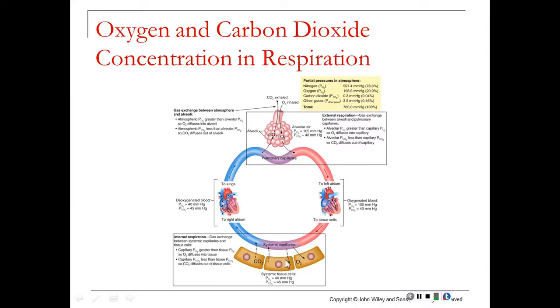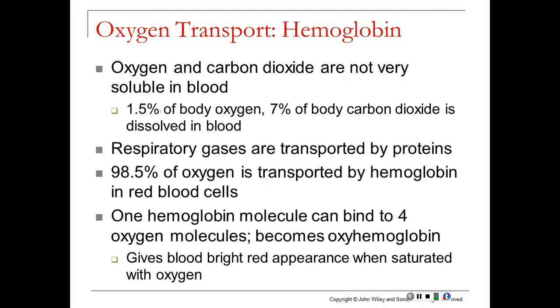So again, that oxygen is going to go out of the blood and into the interstitial fluid. Carbon dioxide is going to leave the interstitial fluid and go into our systemic circuit, ultimately to the heart, back to the lungs, and so on and so forth. So let's talk about how these gases are transported.